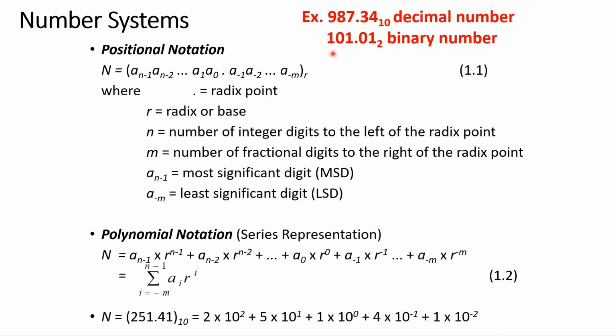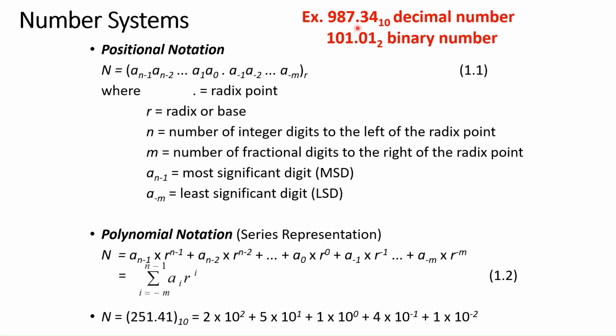Now this number in positional notation, you can see all these digits have their position starting from 0 just before the point: position 0, 1, 2, 3, like this. And after the radix point, this point is actually called the radix point, the positions are -1, -2, -m, etc. So for decimal number the radix is 10, and for binary number the radix is 2.